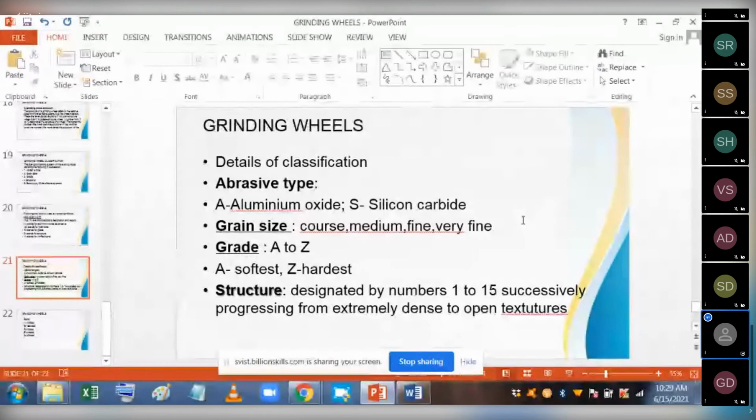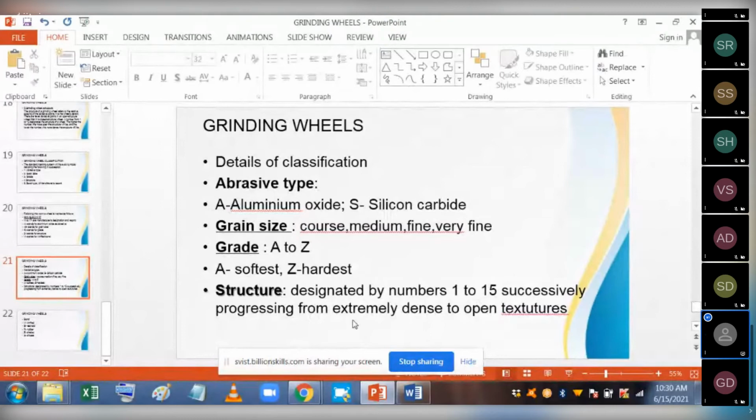Here it says the details of the classification. Abrasive type: A for aluminium oxide, S for silicon carbide. Grain size: coarse, medium, fine, and very fine. You know the sizes, which you have seen in another slide. Grade is from A to Z. A is softest and Z is hardest. And structure is from 1 to 15, successively progressing from extremely dense to open structure.